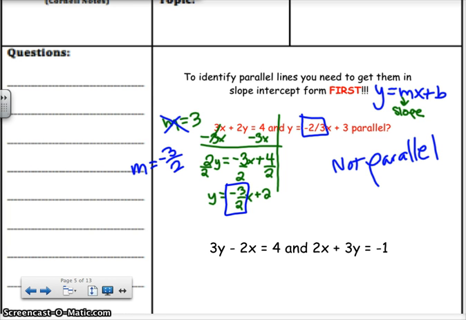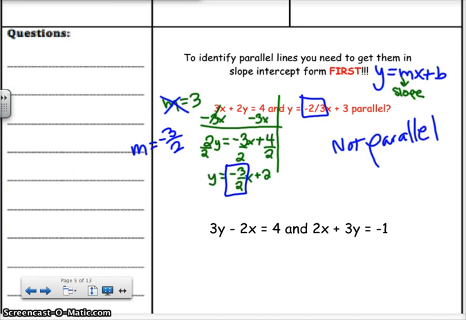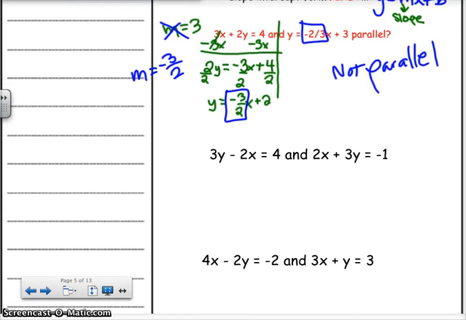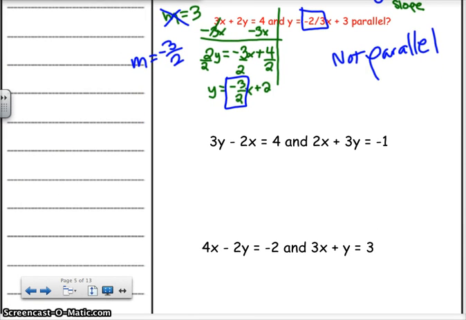Notice my strategy of boxing off the slope. That keeps my brain activated that all I care about is slope. I'm comparing the slope. Okay, next lines. 3y minus 2x equals 4, and 2x plus 3y is 1. I want to know, are they parallel? I can't compare them right now. I need to get y alone first.